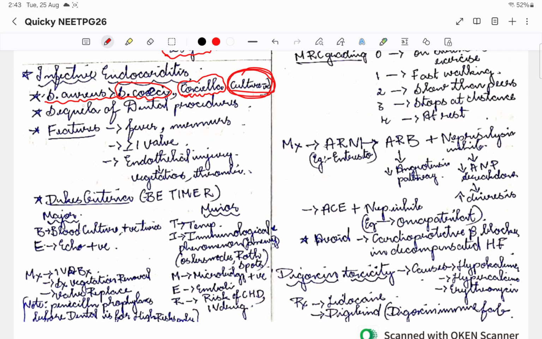This happens because of a sequel of some dental procedures, some root canal or some treatment, wisdom tooth extraction. So there might be the transmission of Staph aureus. It will travel inside and attack the heart. The features will be: fever will be there, murmurs will be there, more than one valve might be affected, and endothelial injury is there, so that is why the vegetations and thrombi occur. Vegetations and thrombi occur because of this endothelial injury only.